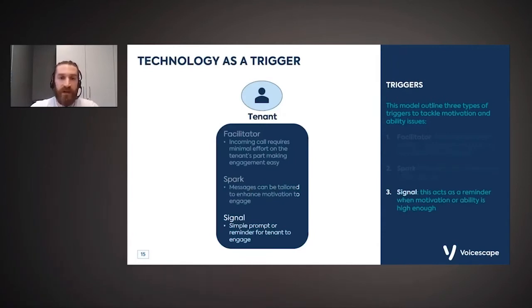And then finally, one of the advantages of using technology is the efficiency gain associated with staff not having to manually call tenants. Therefore, by virtue of being able to engage with large numbers with ease, many of these calls will act as signals themselves. They'll prompt tenants to engage who may have otherwise forgotten or got distracted.